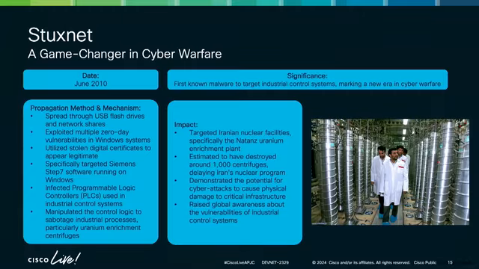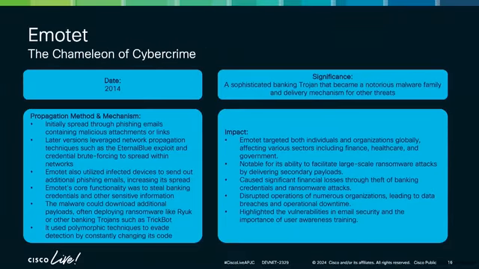So this really caused a lot of disruption for Iran and their nuclear sites. And it shows that things like operational technology can also be targeted as part of malware too. Moving forward, we have things like Emotet, and this is a great one just because it started off as a sophisticated banking Trojan, but now it's used as a stepping stone for a lot of other malware that's out there today.